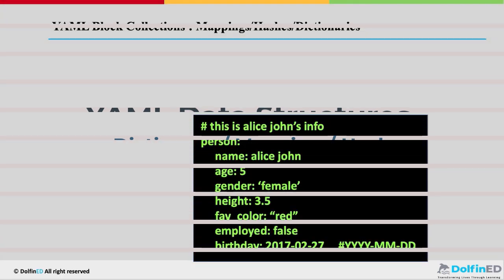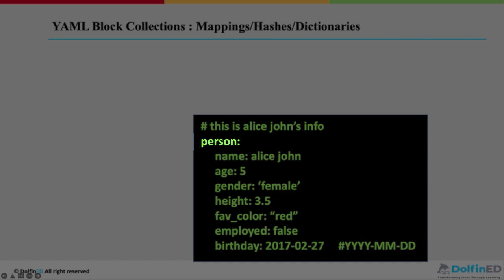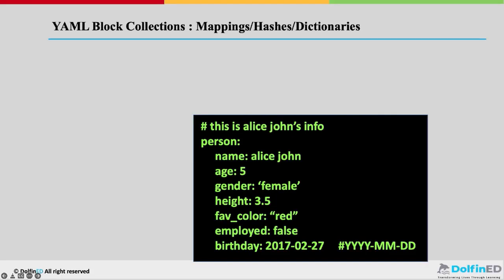Here is an example where we have set all the key values that we looked at in an earlier example to represent one person. So that person now has a name, an age, a gender, height, and favorite color, employed or not, and birth date. So all of these are attributes or features or data items for the same person.